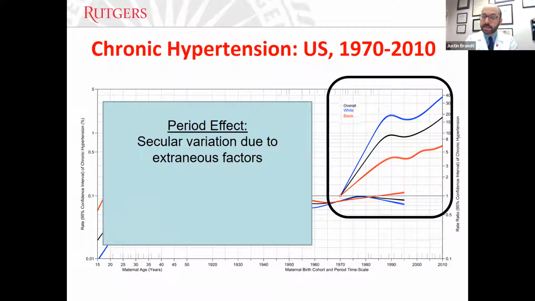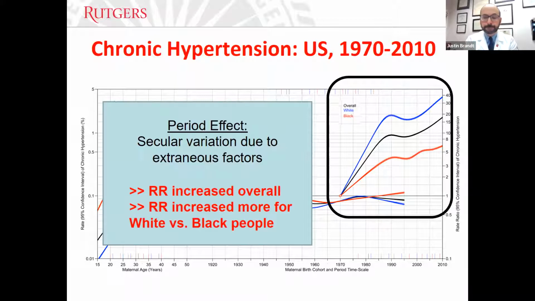Again, this pattern was the same for overall people and Black and white women, but what we see was that the rate ratio increased for chronic hypertension more substantially in the blue line, for white women, compared to the red line of Black women. So the period effects here illustrate that the rate ratio for chronic hypertension increased during this 40-year period overall, but it increased even more substantially for white compared to Black women.